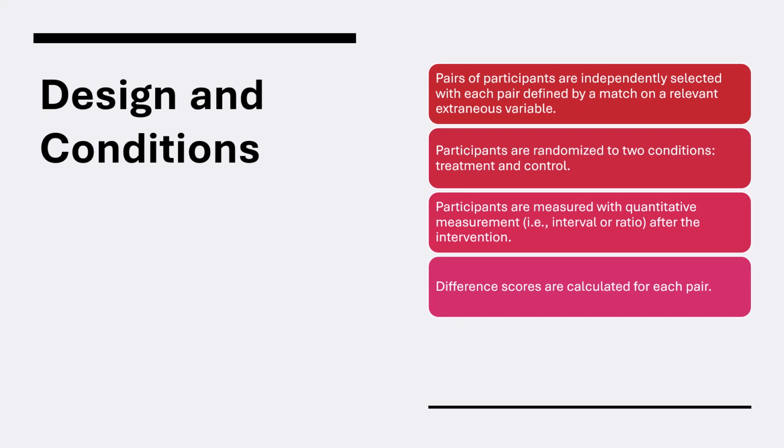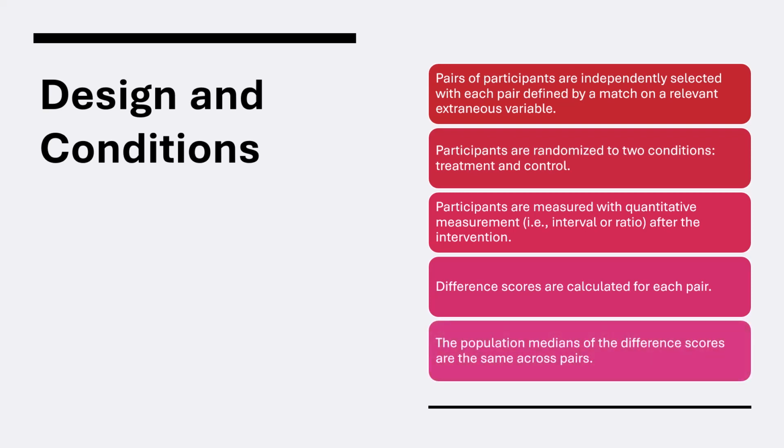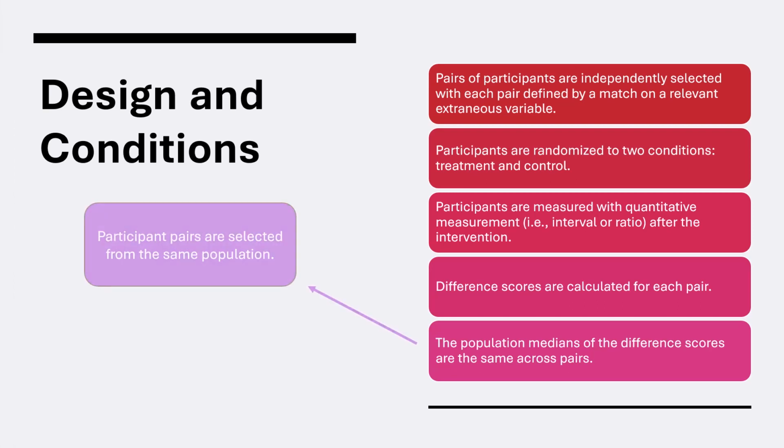The population medians of the difference scores must be the same across pairs. Think about that a moment. At first, this may seem like a strong condition that would be difficult to achieve. However, if you are selecting participants from the same population, then you are only dealing with one population median, even for difference scores. Given that that's always the case when we select from a single population, the obvious question is, why did I include this in the list of conditions?